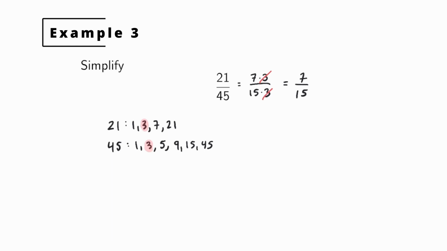And again, 7 and 15, the only common factor they have is 1. The factors of 7 are 1 and 7. The factors of 15 would be 1, 3, 5, and 15. Okay, when we've done it correctly, the only common factor they should have left is 1. And that's it for simplifying fractions.